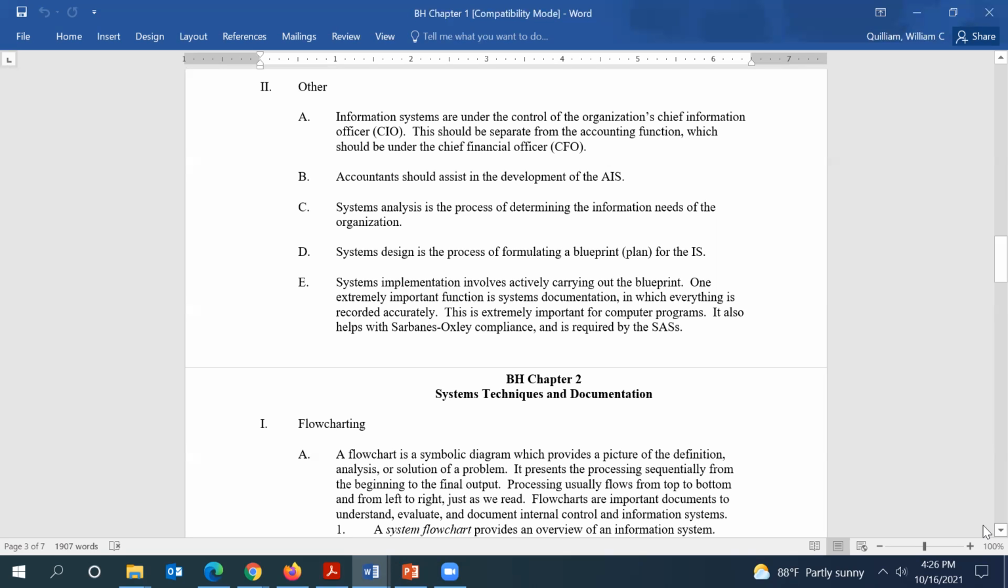One extremely important function is systems documentation, in which everything is reviewed as recorded accurately. That's extremely important for computer programs. Also Sarbanes-Oxley compliance, and it's required by the SASs. So that's something the auditors could be extremely interested in, and auditors who are interested in that may not be accountants either. They may be information systems people. Large corporations, very often a part of the audit team.